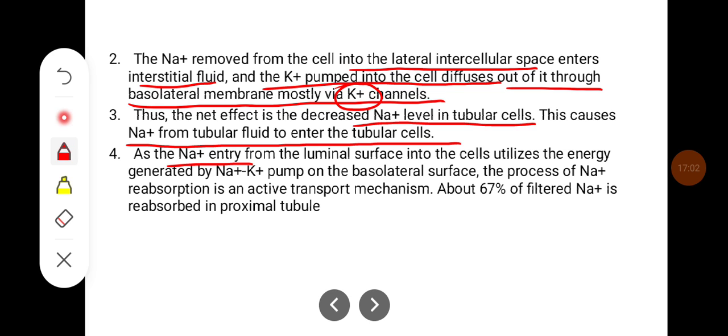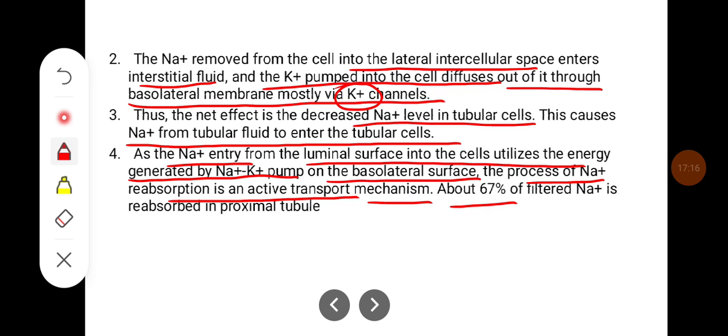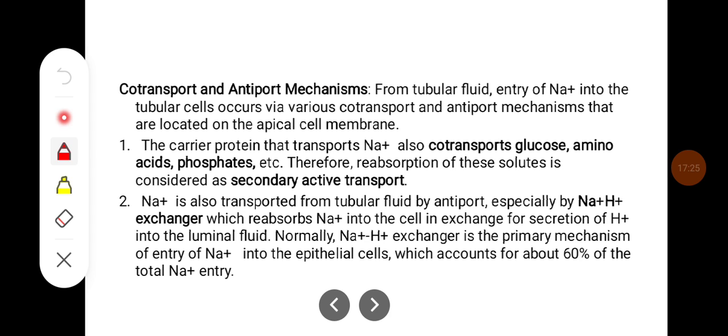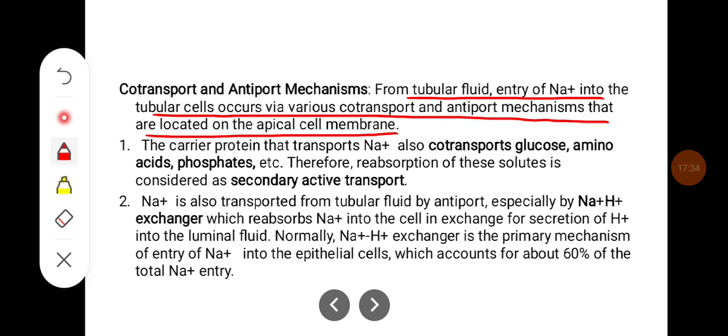As the sodium entry from the luminal surface into the cells utilizes the energy generated by the sodium potassium pump on the basolateral membrane, the process of sodium reabsorption is an active transport mechanism. About 67% of the filtered sodium is reabsorbed in the proximal tubule. From the tubular fluid, entry of sodium into the tubular cell occurs via various co-transport and anti-transport mechanisms that are located on the apical cell membrane.